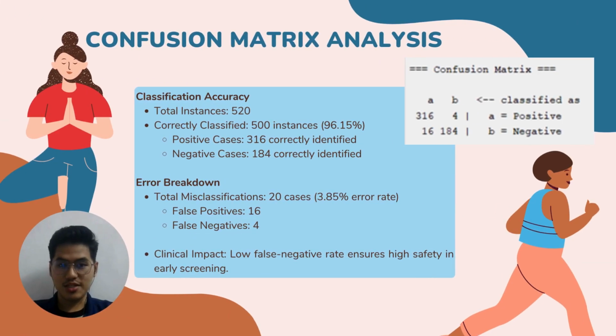To visualize the model precision, we look at the confusion matrix for all 520 patient instances. The decision table algorithm correctly identified 316 positive cases and 184 negative cases. Most importantly, we saw a very low error rate of only 3.85%. Out of 520 tests, there were only 4 false negatives, which is critical for patient safety in early diabetes screening. This result confirms that this decision support system is both a reliable and highly accurate tool for clinical risk assessment.